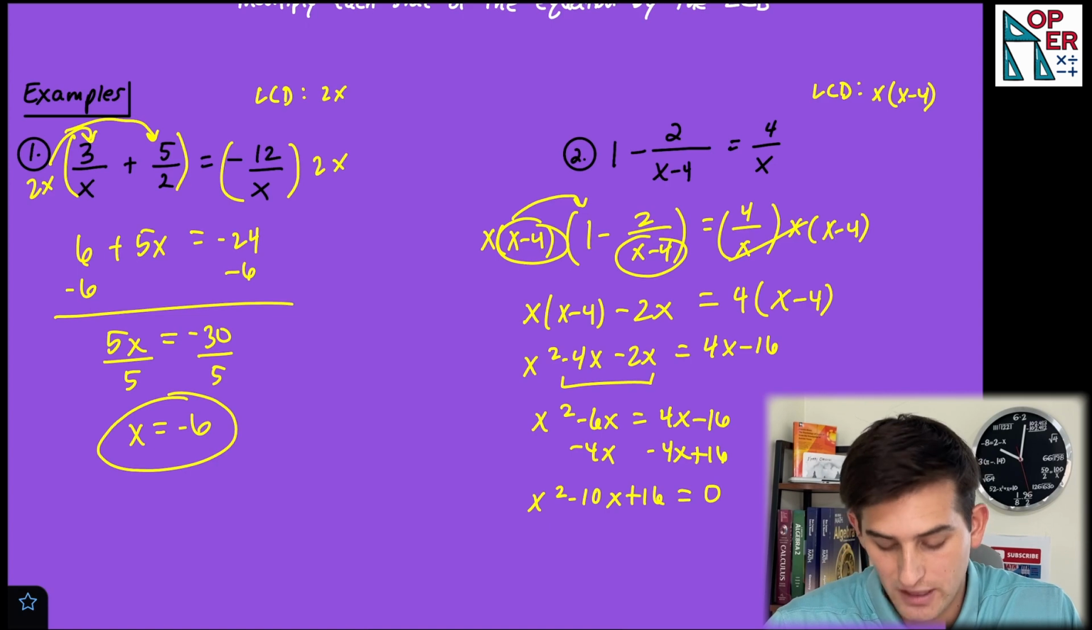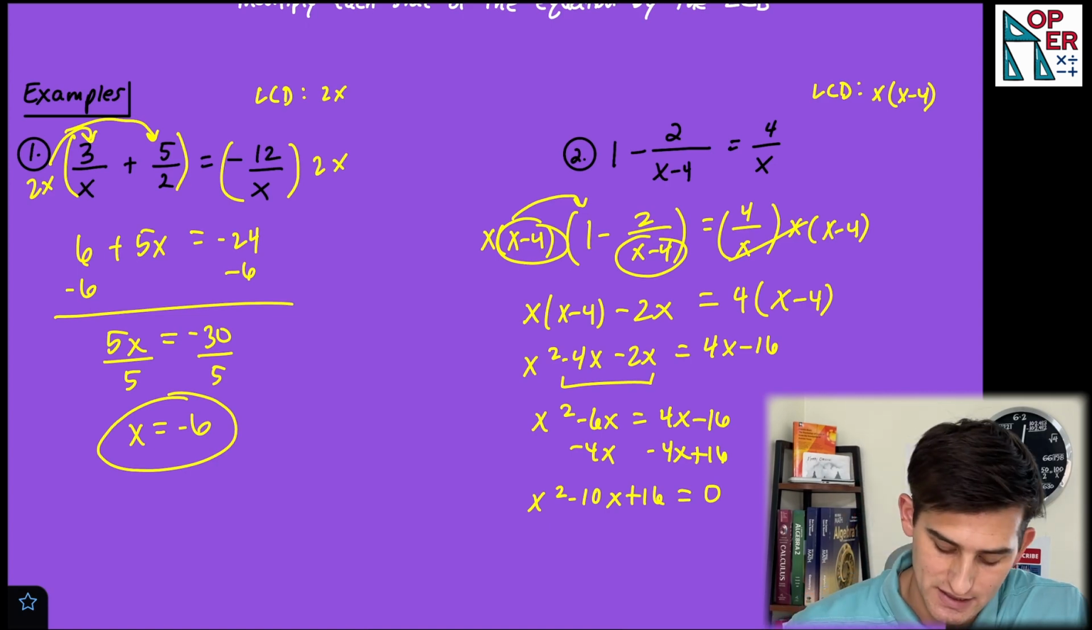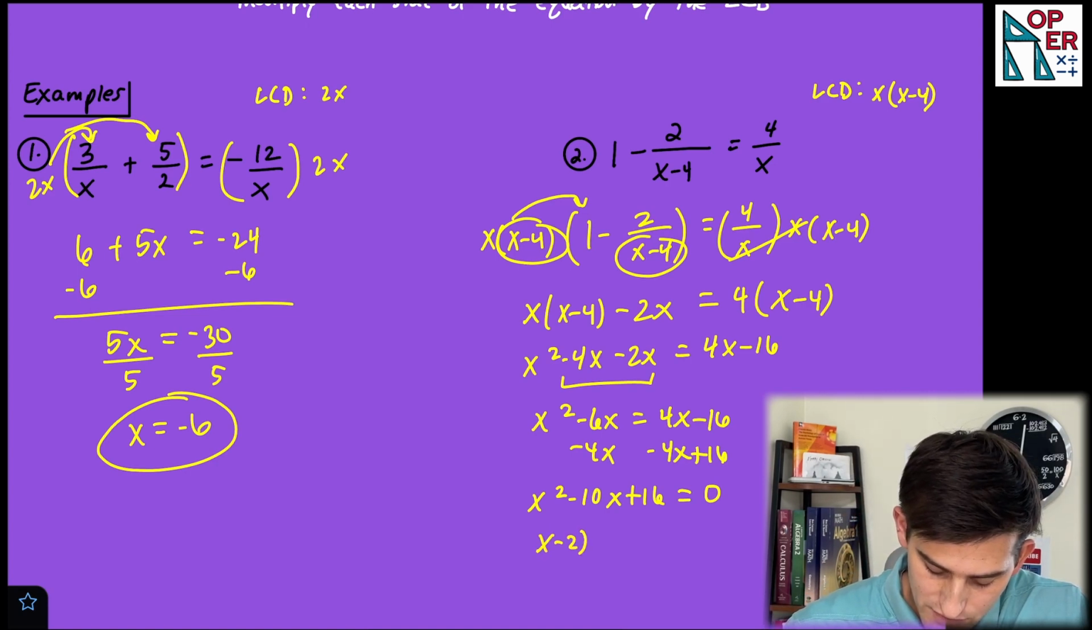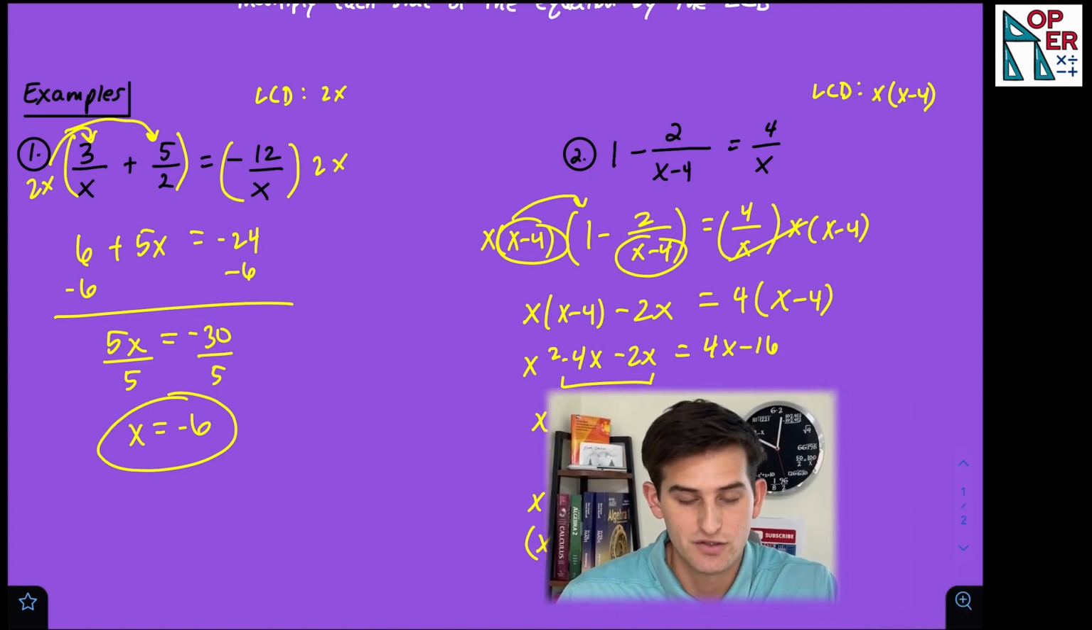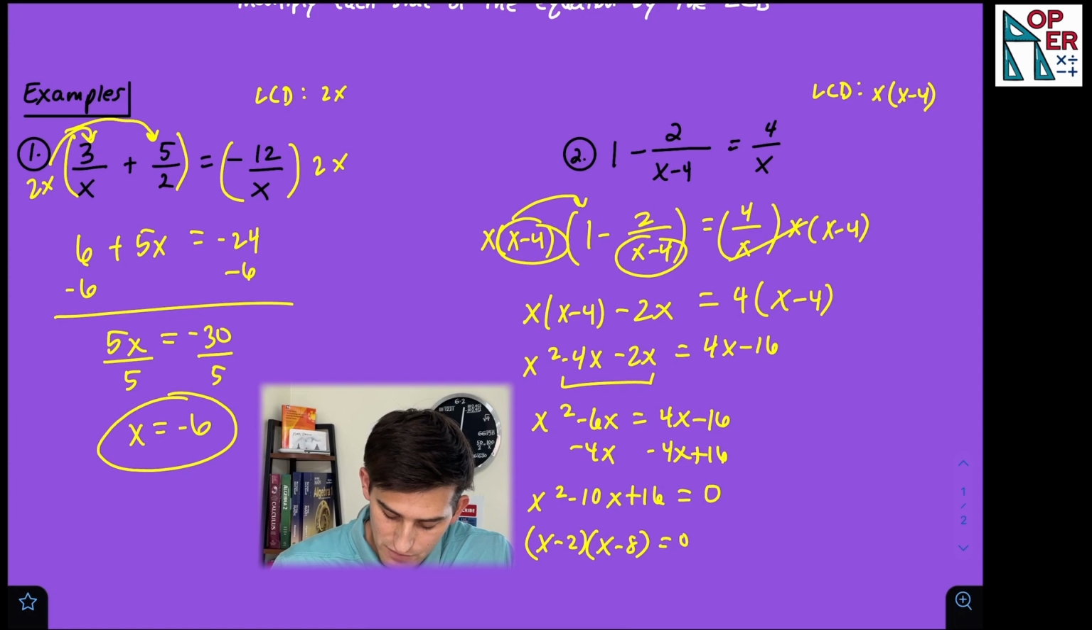So now we just want to think, okay, what adds to negative 10 and multiplies to 16? So that's going to be negative 2 and negative 8, so x minus 2 and x minus 8. So now we have our two factors. We can set them equal to 0. So we're going to get x is equal to 2 and x is equal to 8 for number 2.